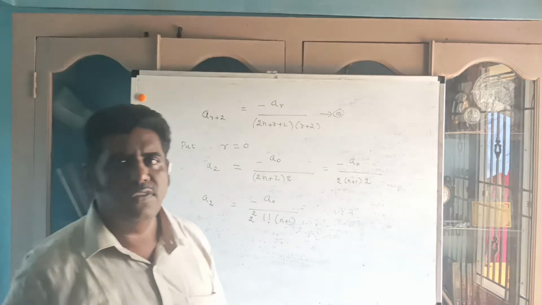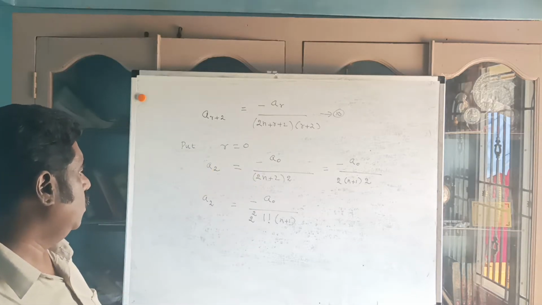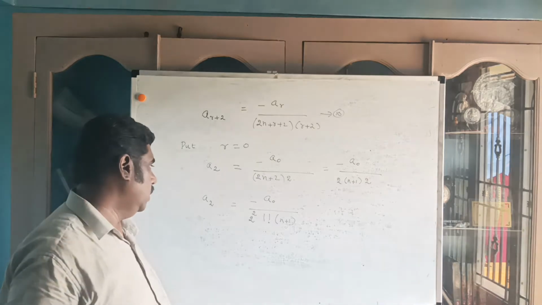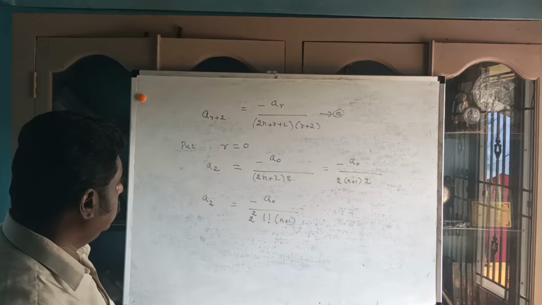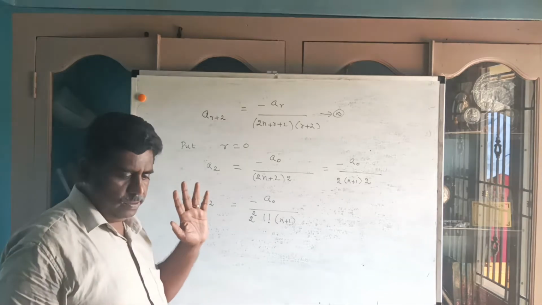With the introduction of 1 factorial, we cannot expect a change in the value of A2. For convenience, I have introduced 1 factorial. Therefore, the value of A2 is equal to minus A0 divided by 2 square, 1 factorial, into (n + 1).